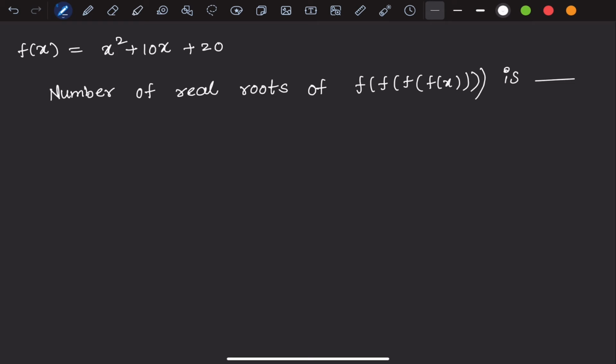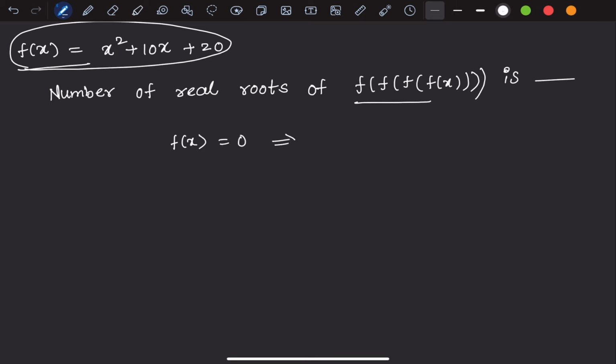So you have your f of x here. If you have to find out the real roots of f of x, what do you do? You set f of x to 0, and the points at which f of x becomes 0 are your real roots. Of course, if there are any real roots.